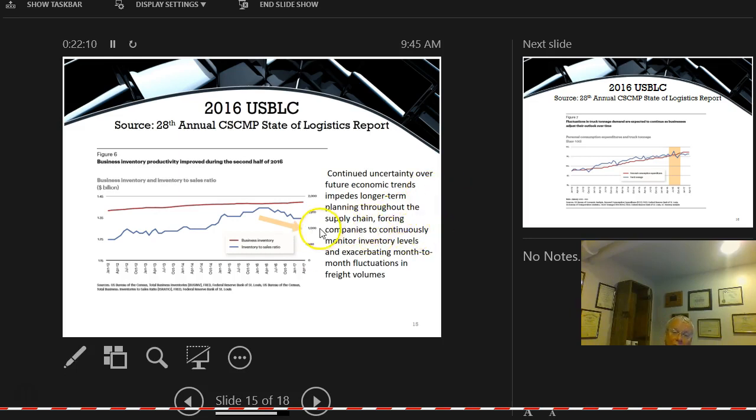But as a result of this, companies have to pay attention to this all the time. You have to continuously monitor this.